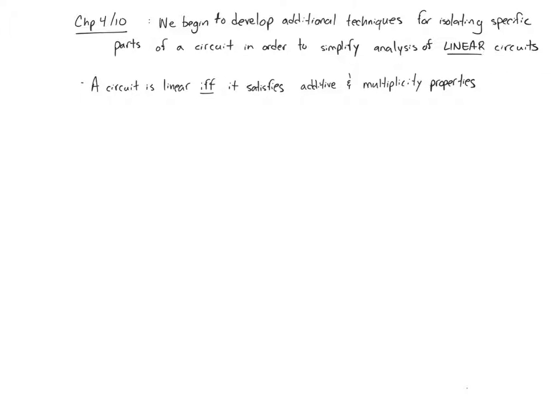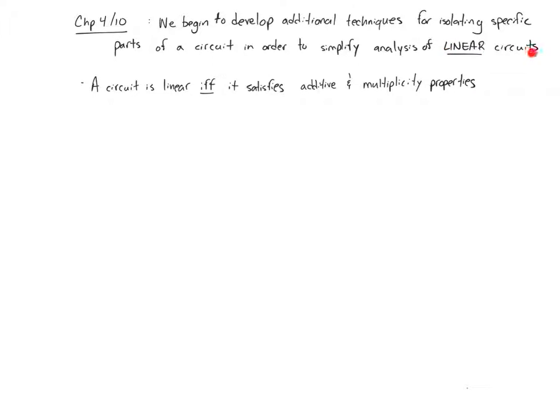Okay, in this video we're going to dive into Chapter 4 and the remainder of Chapter 10, where we will begin to develop additional techniques for isolating specific parts of a circuit. So rather than solving for every voltage and current in a circuit, we're going to solve only for segments of the circuit that are important to us, and for simplifying the analysis in general. And all of this applies to linear circuits.